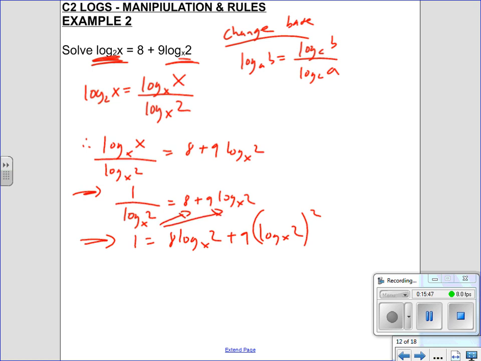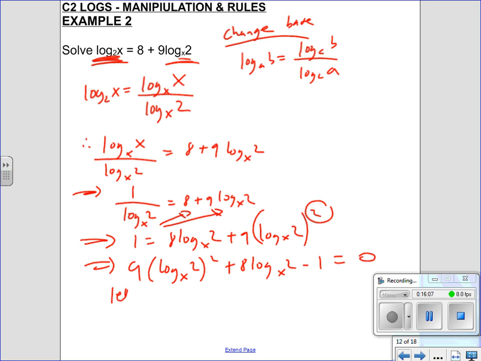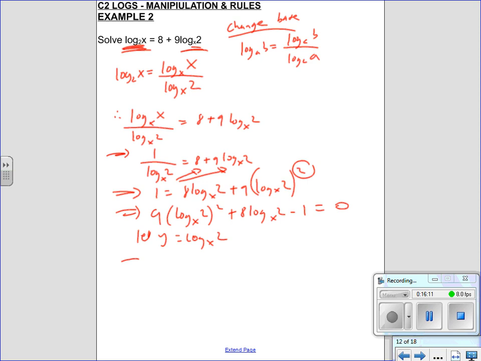And remember, that power does not come down because it's not 2 squared, it's log x2 all squared. So hopefully you're screaming out at the video and going, it's a quadratic. Because it is a quadratic in a sense, isn't it? If I let y be log x2, then you can totally see it as a quadratic. So 9y squared plus 8y minus 1 is 0. Now you can factorize this thing, and we'll solve for y.